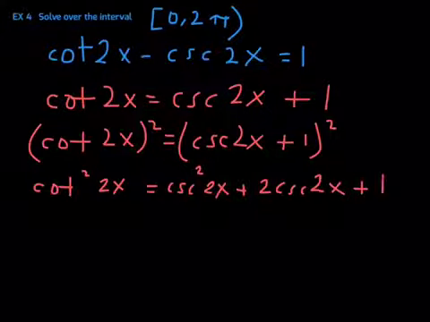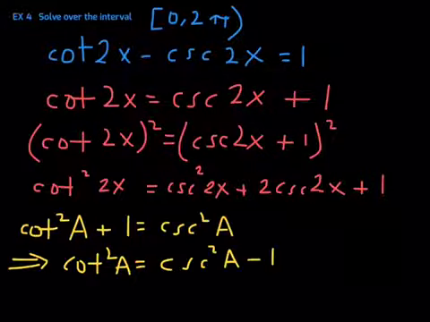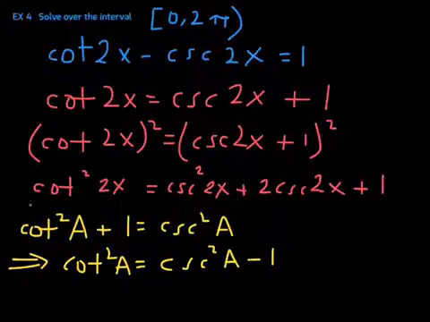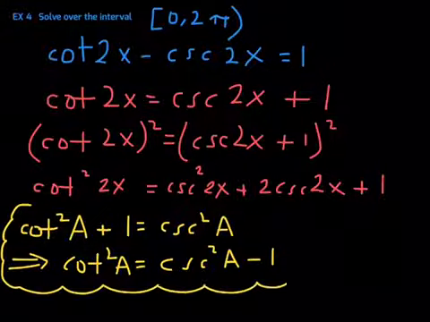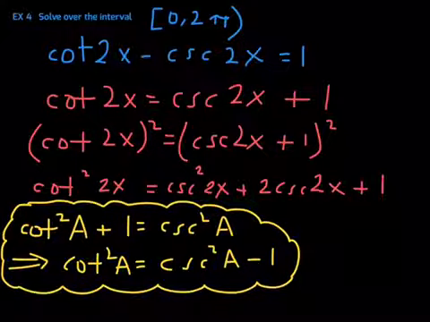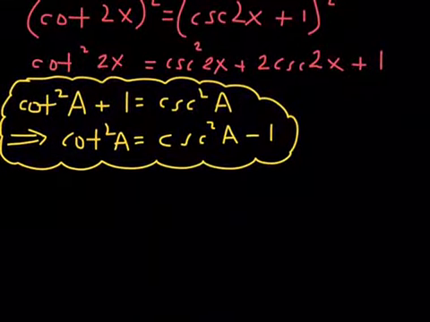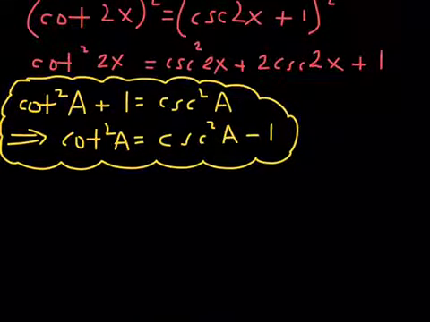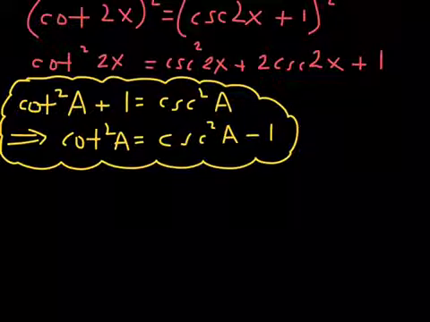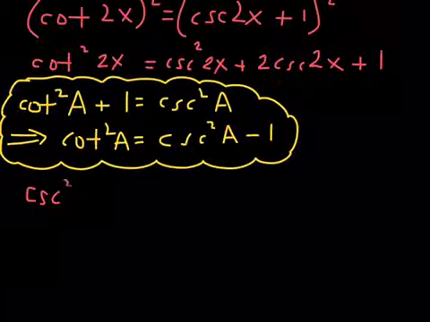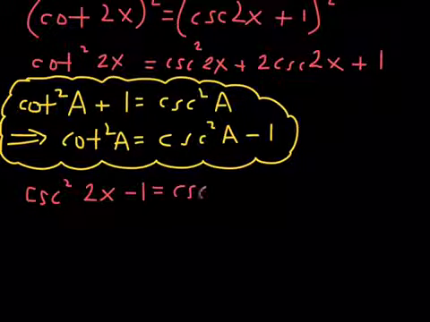Now, the cool thing is I can replace the left-hand side using that Pythagorean identity that I mentioned. Cotangent squared of a plus 1 is equal to cosecant squared of a. That implies that cotangent squared of a is the same thing as cosecant squared of a minus 1. So I'm going to substitute into my equation on the left-hand side. That means the left-hand side is cosecant squared of 2x minus 1, equal to all of this on the right-hand side.